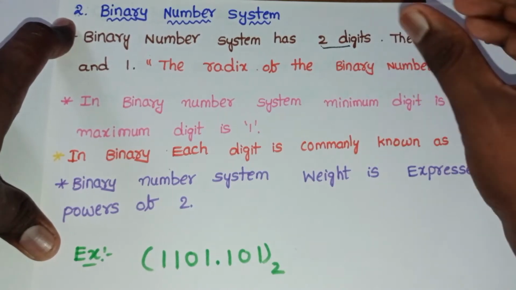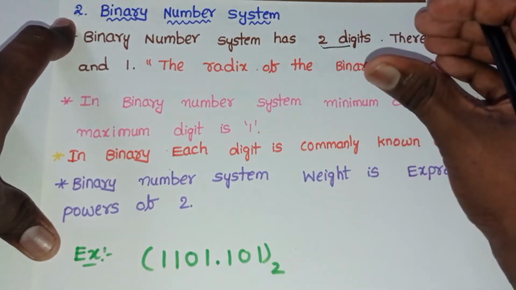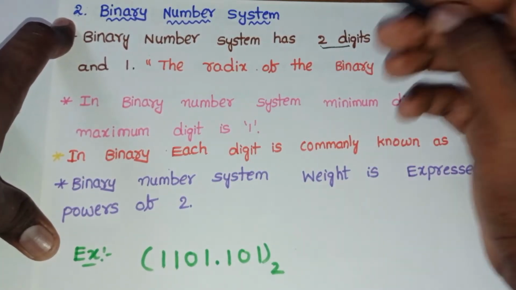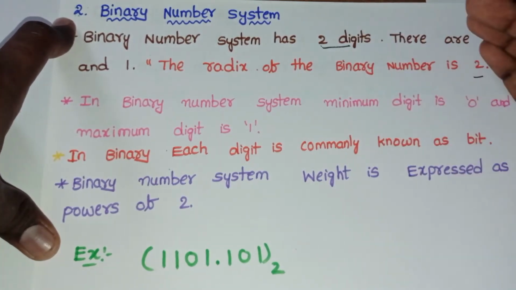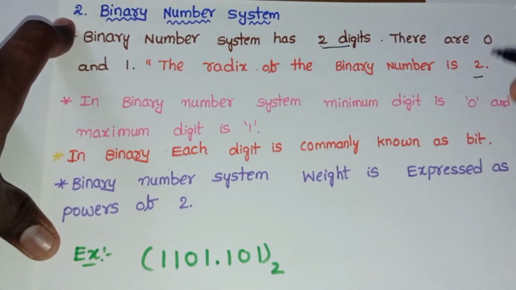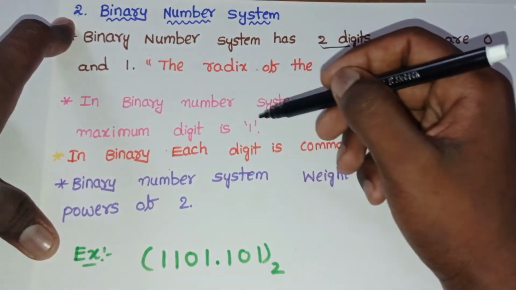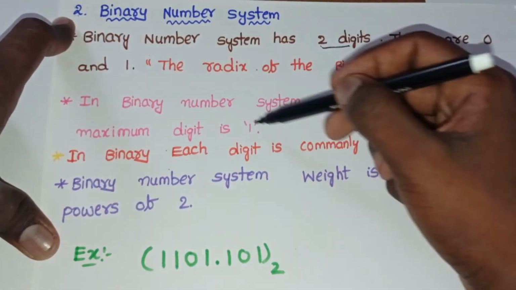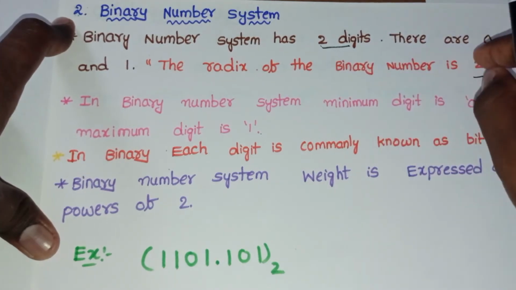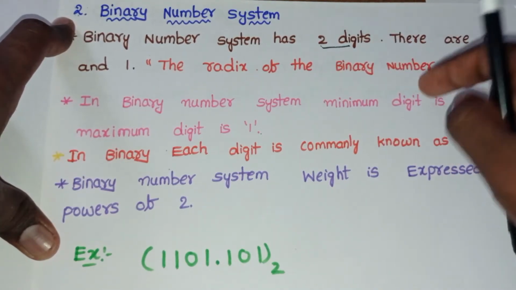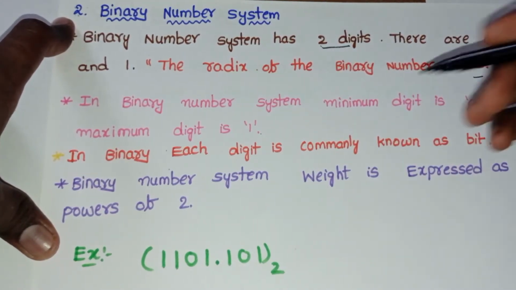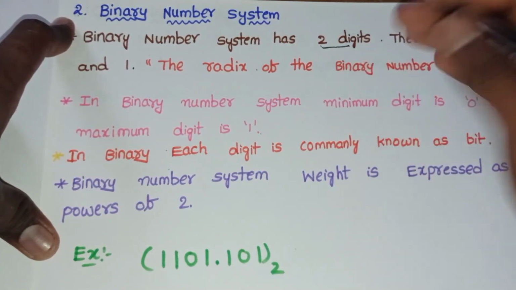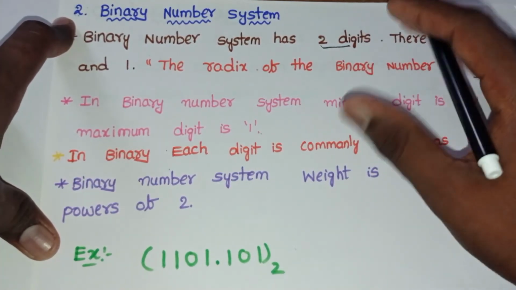We know the number of digits present in the number system is also known as radix or base. Here we have only 2 digits present. That's why the radix is nothing but 2. In binary number system, minimum digit is 0 and maximum digit is 1. Here 0 indicates minimum and 1 indicates maximum, or low or high. We can call like that also.